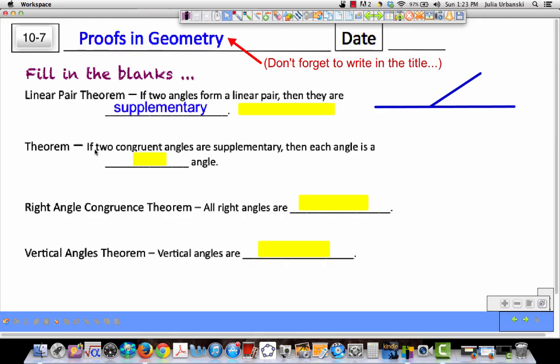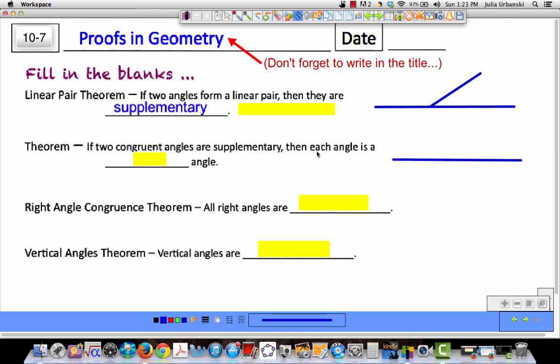Now think about this next one. If two congruent angles are supplementary, so it would have to be two angles that form 180 degrees, but they also have to be congruent to each other. Think in your mind, how would you need to draw that?